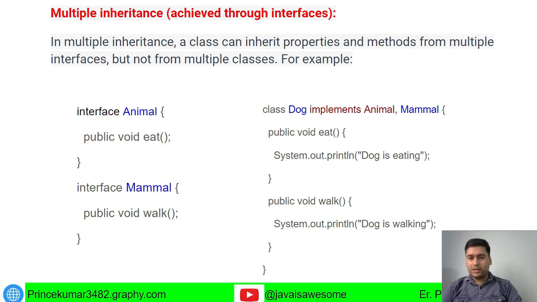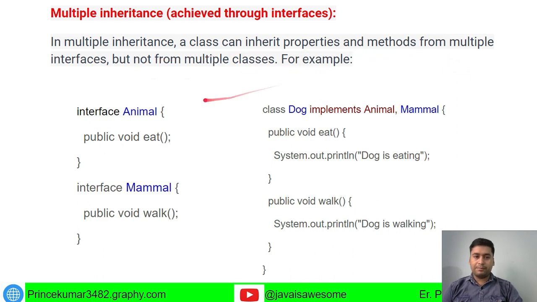Multiple inheritance is not supported by Java, but you can still achieve multiple inheritance with the help of the interface. Here, in multiple inheritance, a class can inherit properties and methods from multiple interfaces, but not from multiple classes.